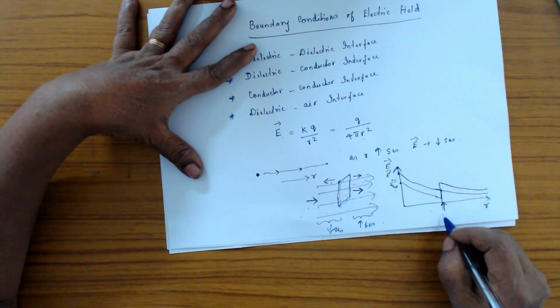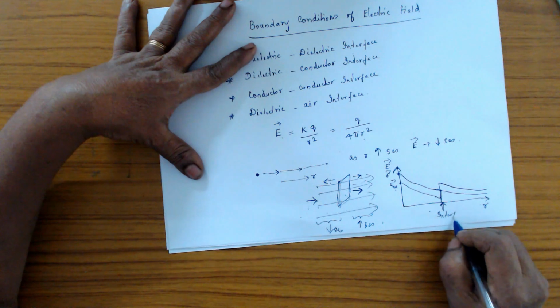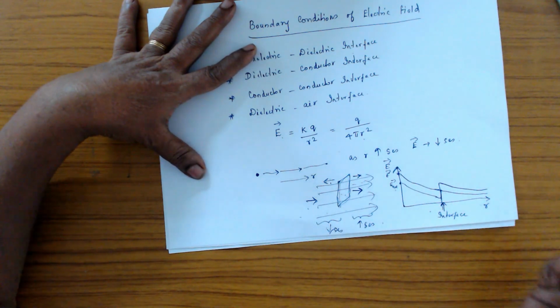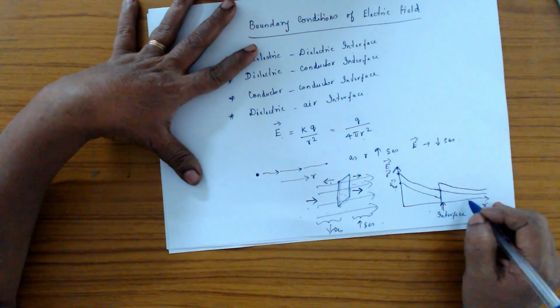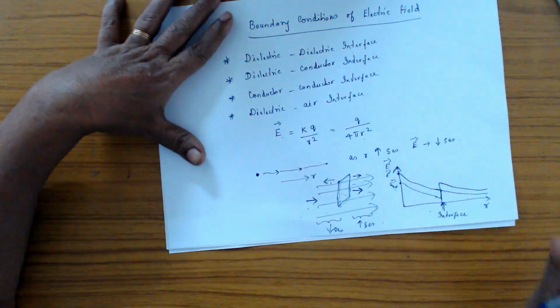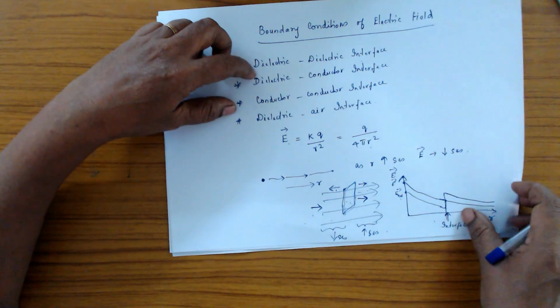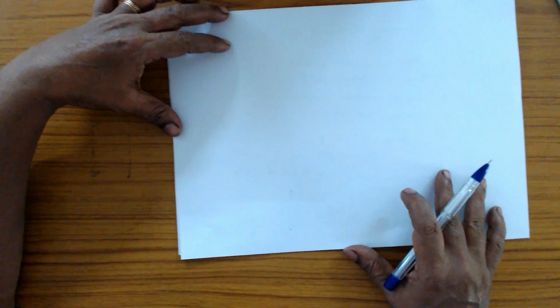So at this interface we need to analyze how the electric field behavior is changing. That is why we need to study the boundary conditions of the electrical field. So let me give the boundary conditions. The boundary conditions can be done for two different things.